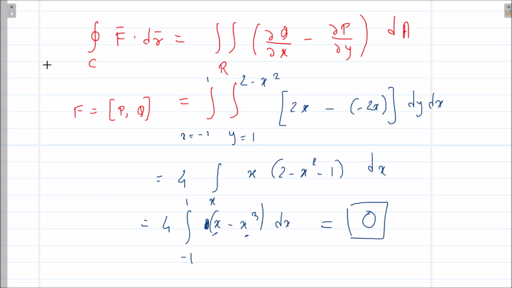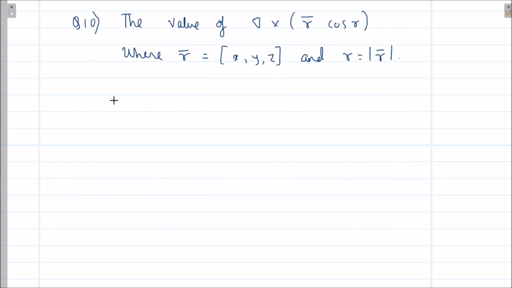So this is one of the simplest ways by using Green's theorem. And if you don't know Green's theorem, you can simply use integral along C1 and integral along C2. Okay, cool. Now let's go for the last two questions.